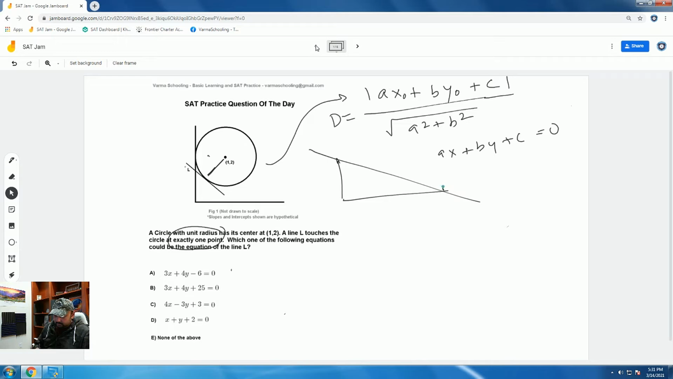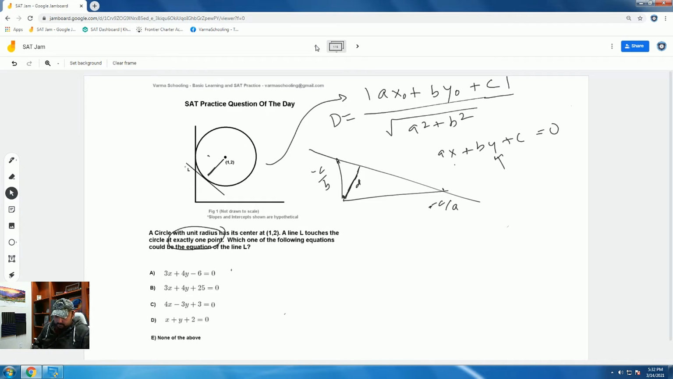We plug in x equals 0 to get the y-intercept. So the y-intercept will be negative c over b. Just double check that. And for the x-intercept, you put y equals 0, and you would get negative c over a. Let's double check there real quick. Okay, so then we can find this distance, right?